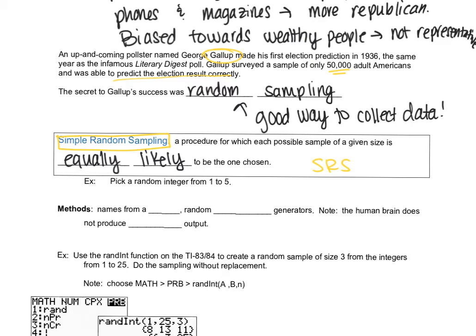The easiest thing to think of is picking random numbers. Oftentimes we assign numbers to people or things, and that's the easiest way to do random. So we can do names from a hat. We can do a random number generator. Unfortunately, our human brain does not produce random output. We all have preferences. So we have to use other things.